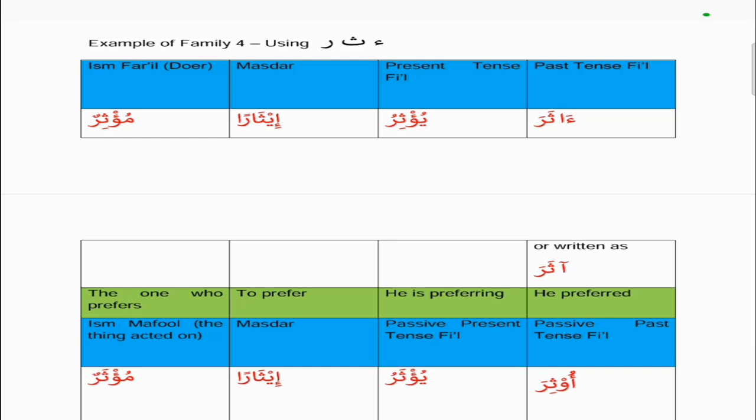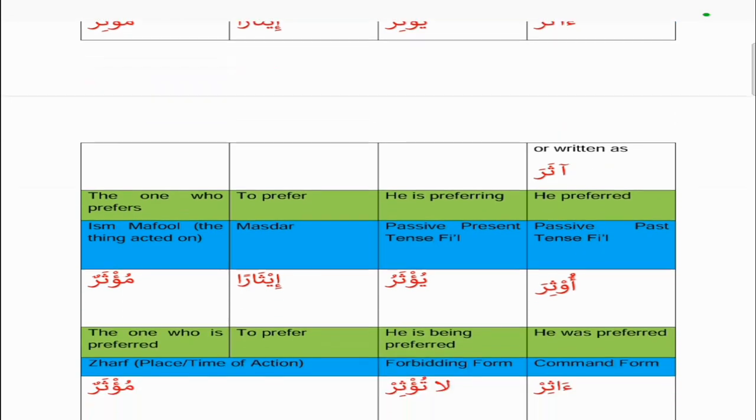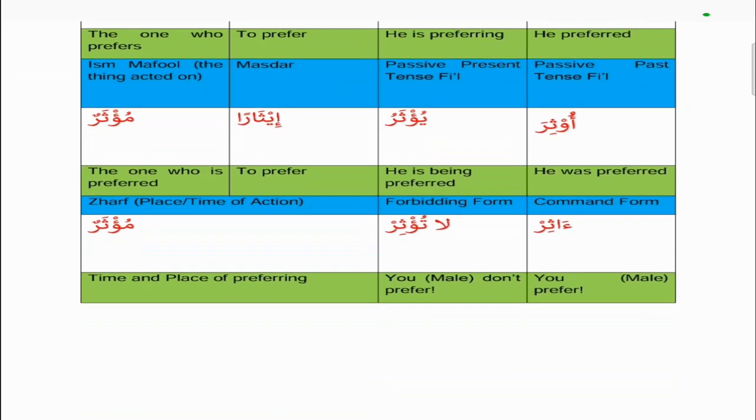and you can see from the present tense to the ism fa'il, just change the ya to a meem. The ism fa'il is an ism, make it heavy, muthirun. And the passive past tense, uthira, he was preferred or it was preferred as well. And the passive present tense is yutharu, he is being preferred or it is being preferred, and all the harakat are at the top. And the masdar itharan, and the ism maf'ul, the thing that's acted on, so the one who is preferred is mutharun.